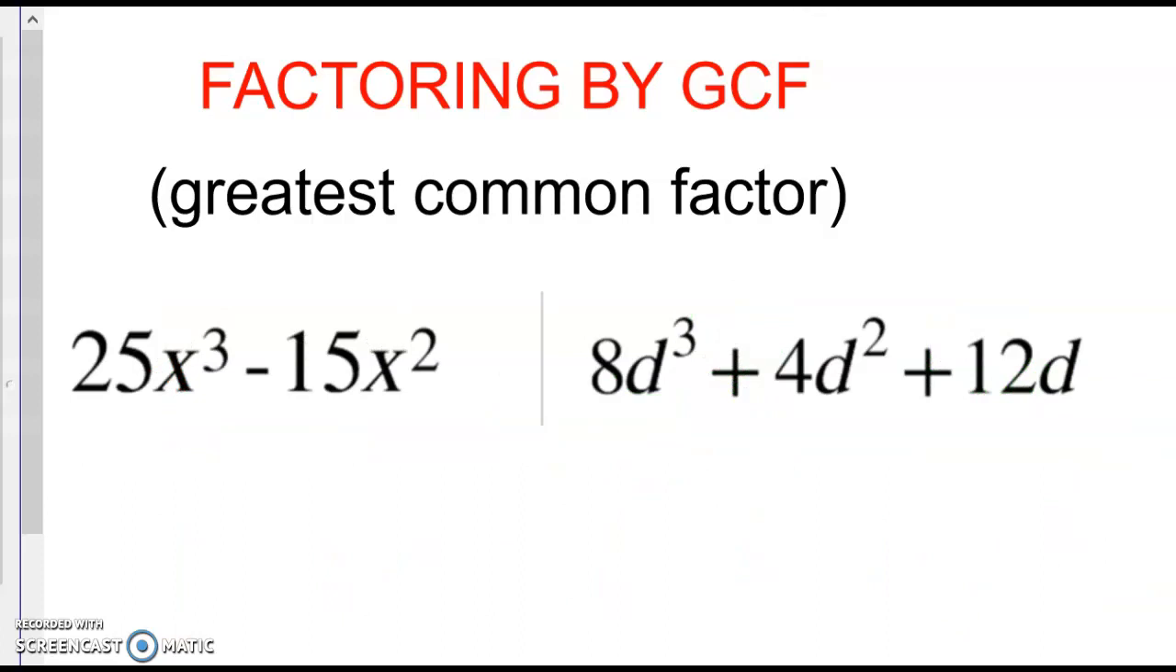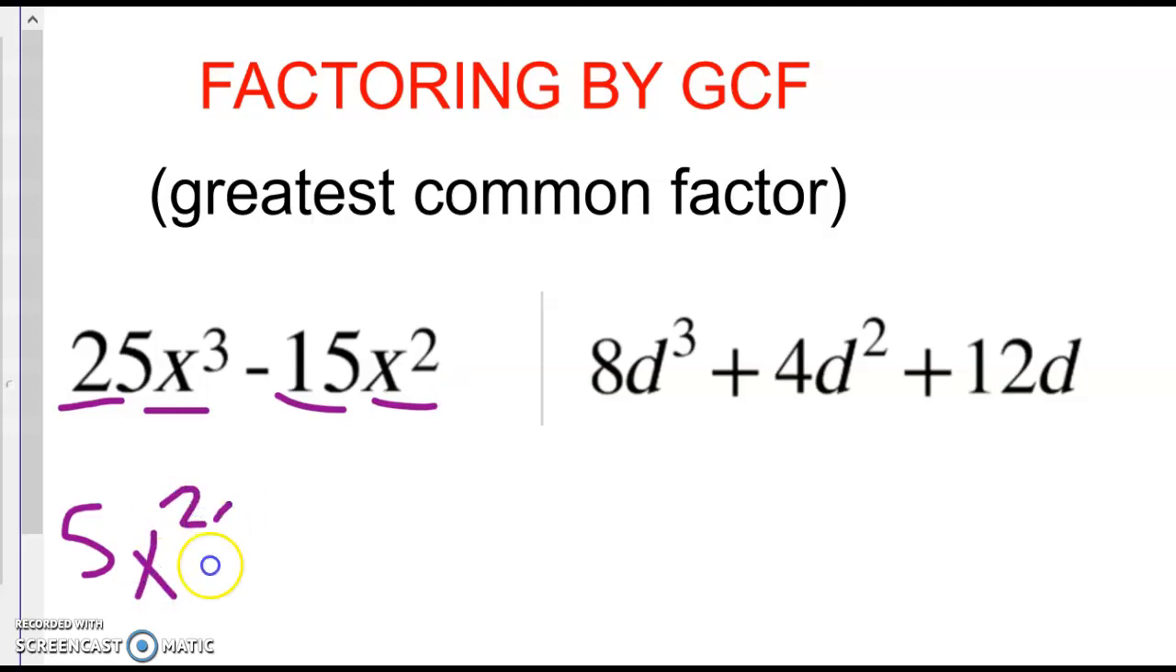So I have 25x cubed minus 15x squared. I'm looking and I'm saying, okay, what do they have in common? Well, let's look at the numbers first, 25 and 15. The greatest common factor between 25 and 15 is 5. So I pull out a 5. However, we have x cubed and x squared. I really can pull out the lowest exponent. That's kind of like the rule. If every single term has a variable, the one with the lowest exponent is the greatest common factor.